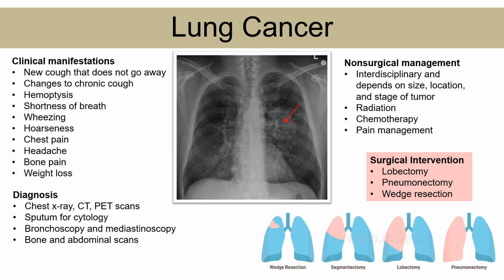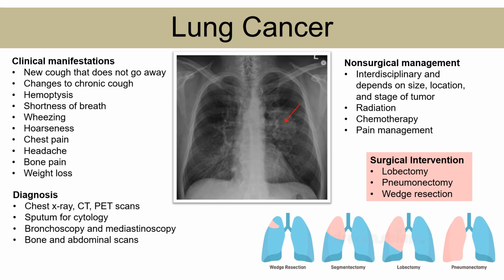Then we have diagnosis. So we can do imaging that is going to look for any abnormal tissue infiltrates, mass. It'll look for metastasis to the ribs or the body in general. Sputum for cytology, that will look at specific tumor cells. Bronchoscopy or mediastinoscopy. So they're going to put in a camera, take a look around in there, maybe take a biopsy sample. Bone and abdominal scans. So really just checking to see if there's anything abnormal related to the cancer.